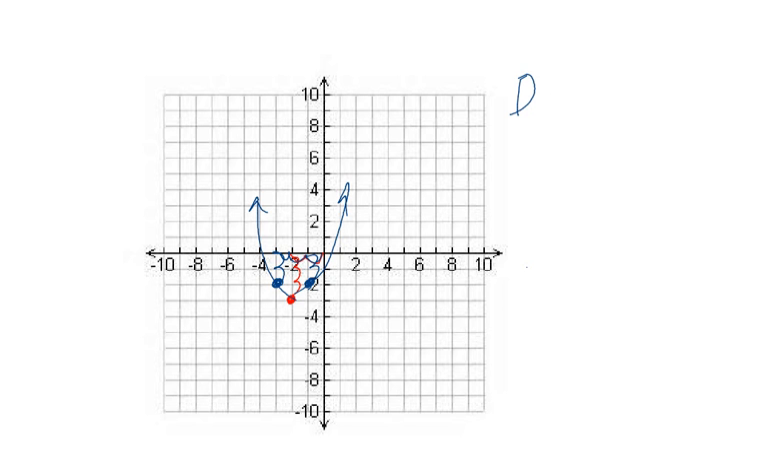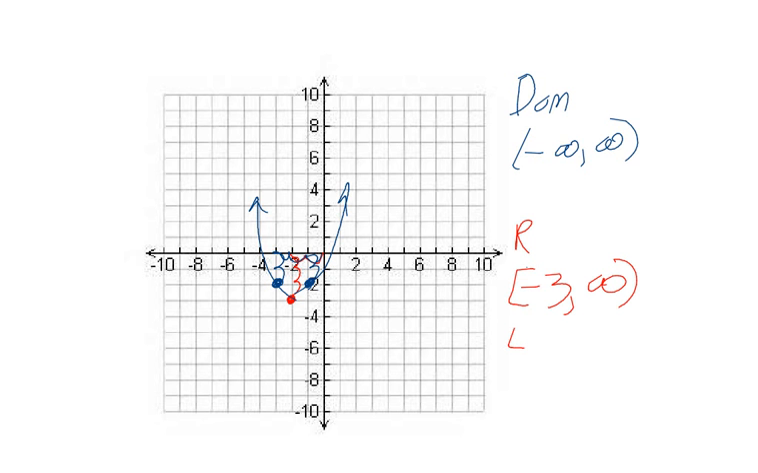And again, domain is always negative infinity to infinity. This time the range is going to be from negative 3 to infinity. Negative 3 is the lowest point, and infinity because it goes up.